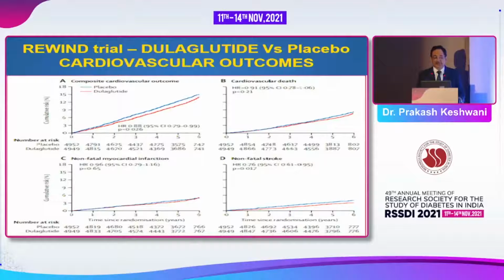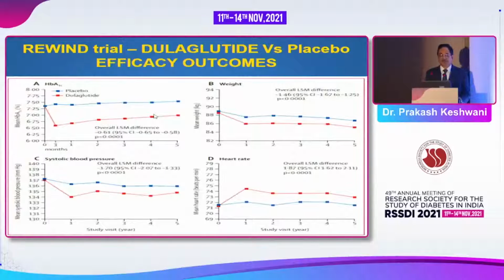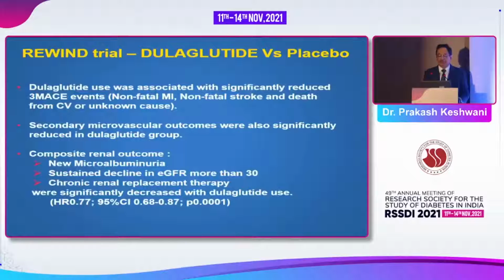Dulaglutide, studied through the REWIND trial, also revealed a positive outcome as far as cardiovascular complications were concerned. The REWIND trial also showed a beneficial effect on HbA1c, weight, blood pressure, and heart rate. It also showed a positive impact on the development of nephropathy in these patients with diabetes.